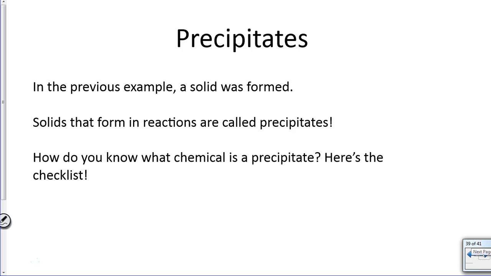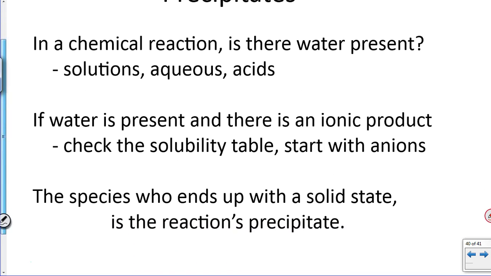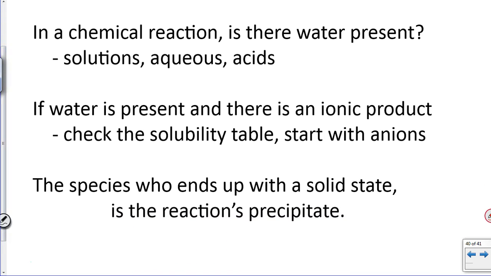We're almost done. That solid coming out of a solution actually has a special name. Anytime a solid is formed from a reaction in the presence of water, we're going to call it a precipitate. Well, how do you know if a chemical is going to be classified as a precipitate, or if a question says, who is the precipitate? Really quickly, was there water present? How do you know if there's water present? It said solutions. It said acids. It said aqueous. You saw AQ, something.